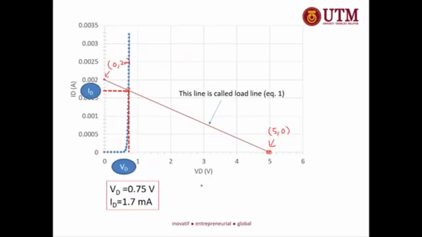So the VR is equal to the current, 1.7 milli, times the resistance, 2.5 kilo ohm. So you get the answer, 4.25 volt. So this is the answer.